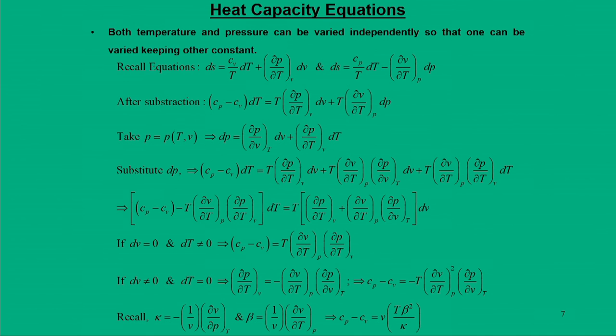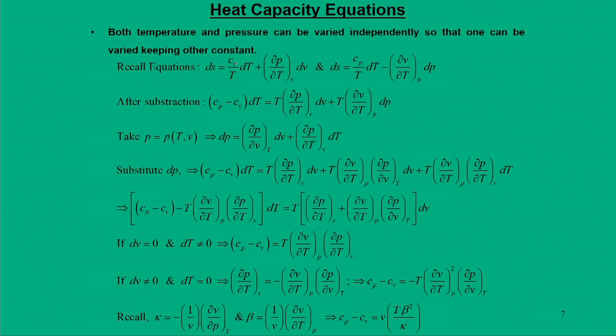Okay. Now, having said all these things, let us see how we can get the heat capacity equations. By heat capacity equations, we assume that we are looking at specific heats at constant volume and constant pressure. Now, from our previous relations, we can recall there are two important equations. One is dS is equal to Cv by T dT plus dou P by dou T at constant V into dV. The other equation is dS is equal to Cp by T dT minus dou V by dou T at constant P dP. In fact, this is one of the relations which I noted in the earlier slide.